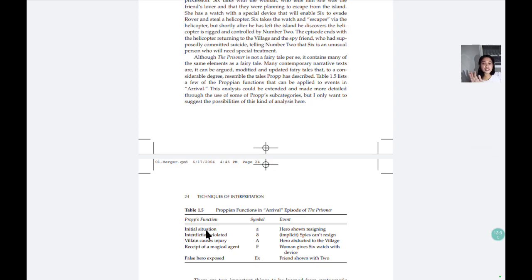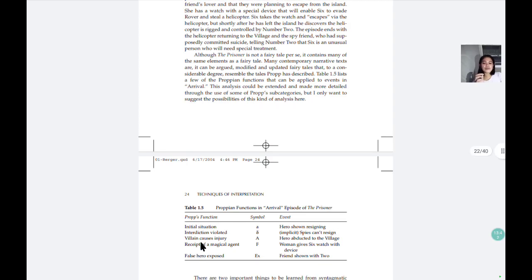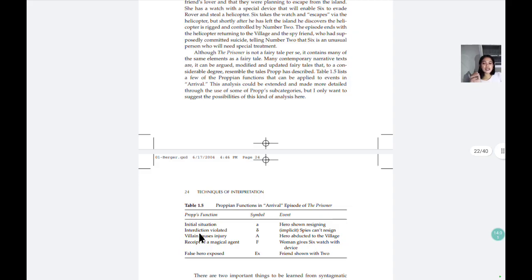Initial situation, the symbol is A: the hero is shown resigning. Interdiction violated: spies can't resign. Villain, Propp's function: the villain causes injury. Event: the hero is abducted to the village. Receipt of a magical agent, F. The event in the Arrival episode of The Prisoner: the woman gives Number 6 a watch with a device. Propp's function is pose, hero exposed. Next is the friend shown with Number 2.